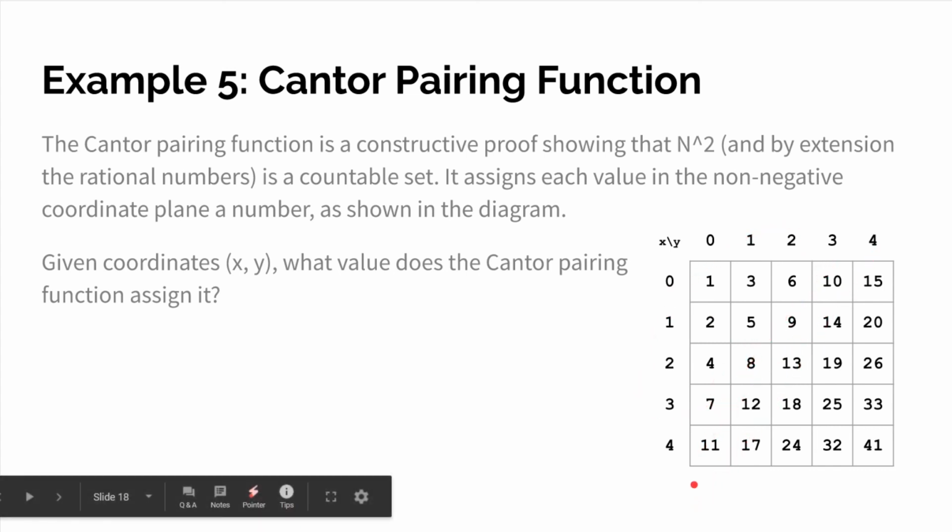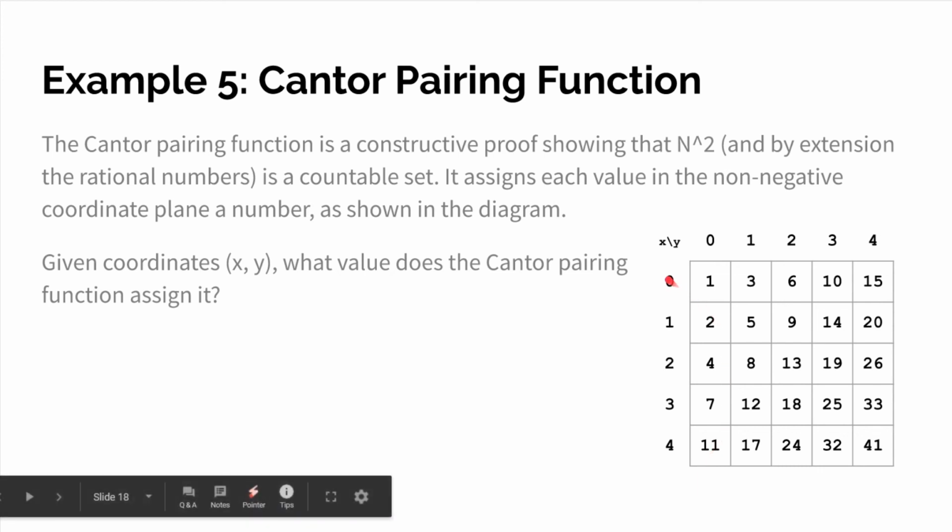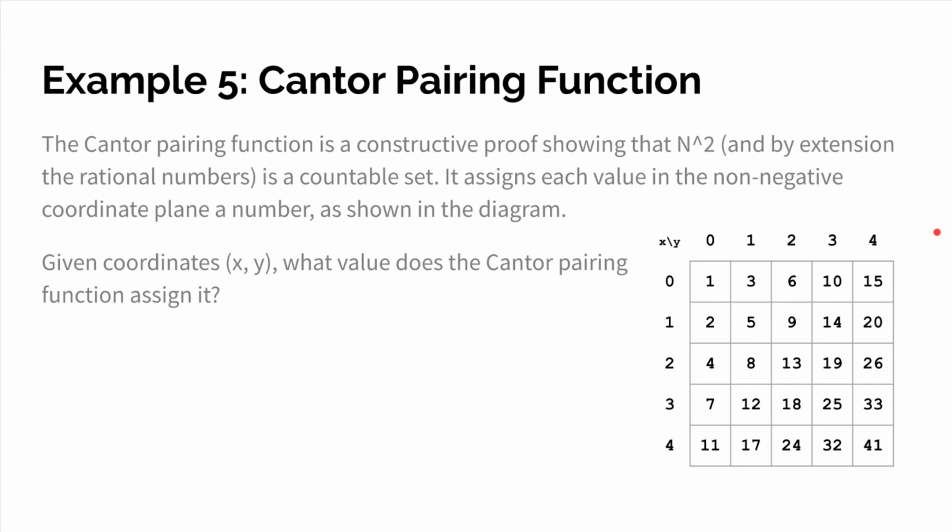So it's interesting because in this way we can basically assign every number on the coordinate plane a positive integer, which means that things like Z squared and Z cubed are all countable sets. But the question here in this example is, given coordinates x, y, where x is the row number and y is the column number, what value does the Cantor pairing function assign it?